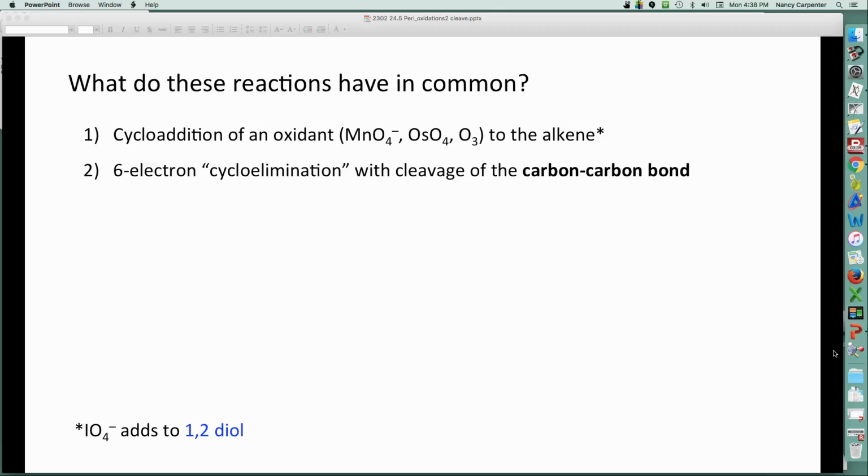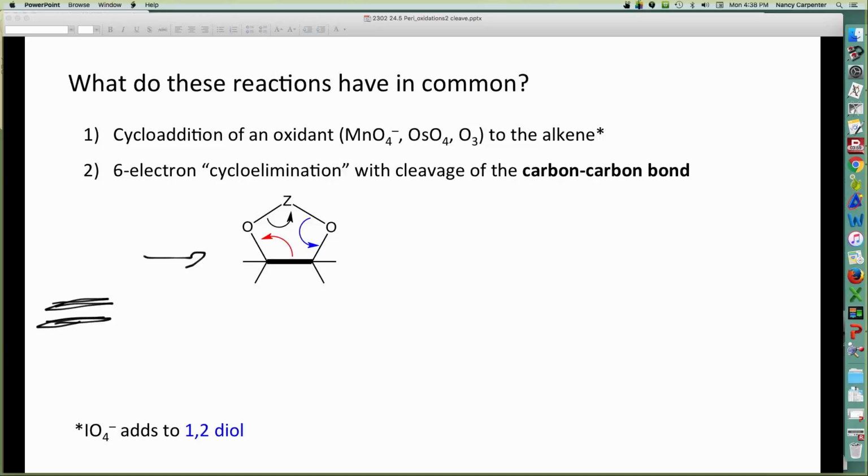Actually, all three of them do have some common features. All of them have addition of an oxidant to the alkene. Well, now, that's kind of a lie. It's the periodate, like I said, adds to the diol. But basically, it's that cycloaddition of the oxidant to the alkene that we saw in the previous mini lectures. Okay, then what? Well, once you've got that oxidant added to the alkene, so here we had this alkene, and I added some oxidant, well, you get this weird looking intermediate, a 5-membered ring.